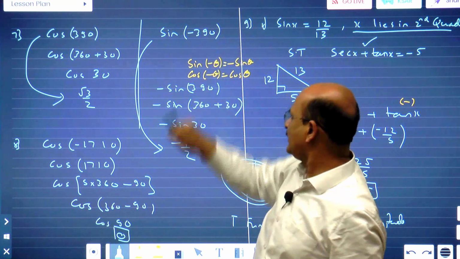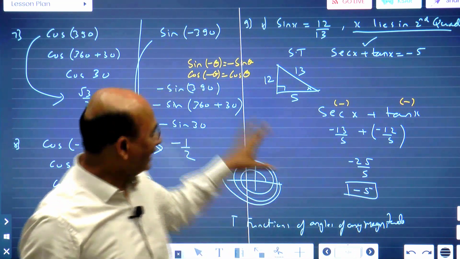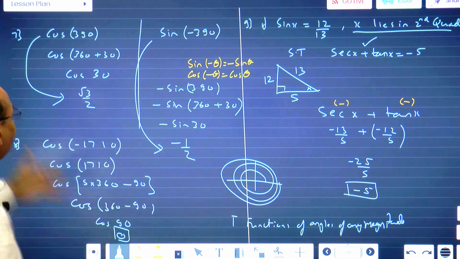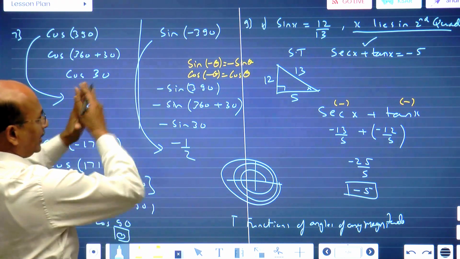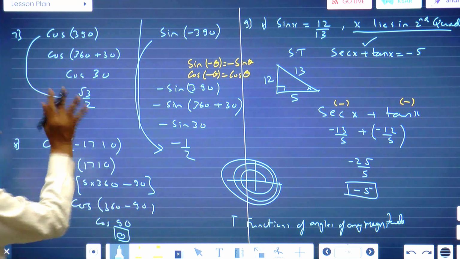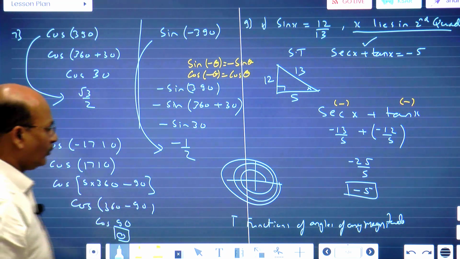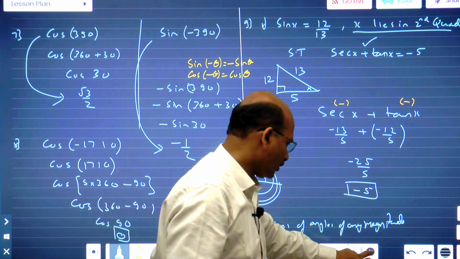So cos of minus 1710 is 0, cos of 390 is root 3 by 2, and sine of minus 390 is minus half. We will see the same thing in the next sum, but in the next sum, they are given together. So, together or separate, the procedure remains the same. Okay, is that clear? Okay, let us take the next question.